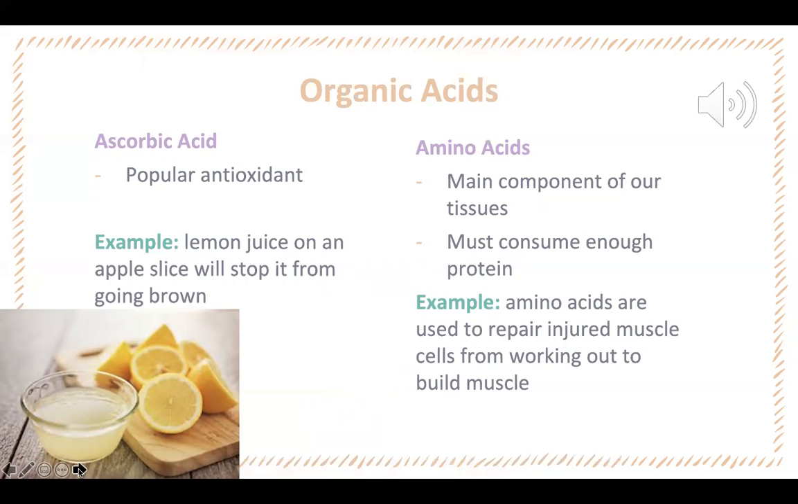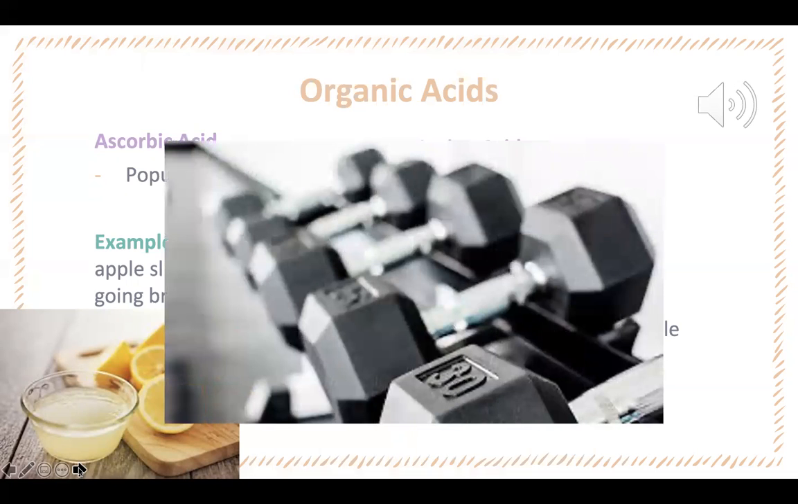Amino acids are the main component of our tissue. Amino acids use the food we consume to repair injured muscle cells from working out, which in turn creates muscle. Amino acids are the first material used in neurotransmitters, which means our bodies need to consume enough protein for ideal physical and mental health.